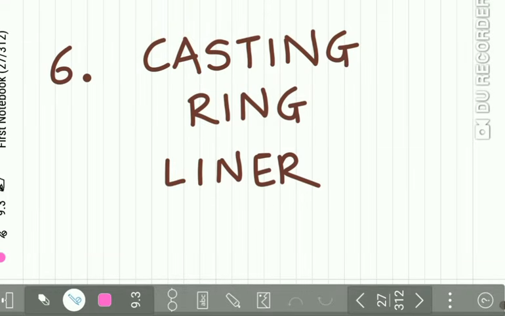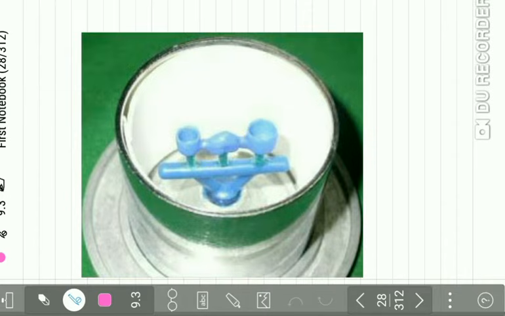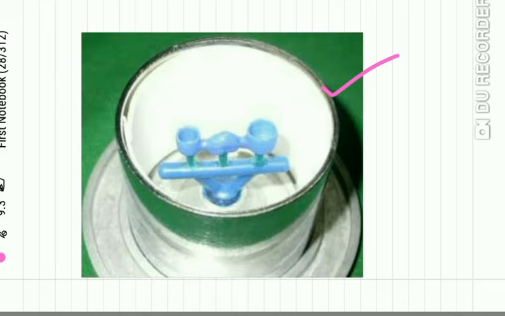Now, the next is the casting ring liner. This is a diagrammatic representation. This is the casting ring, and you can see here on the inner surface of the casting ring, this white color is the ring liner.